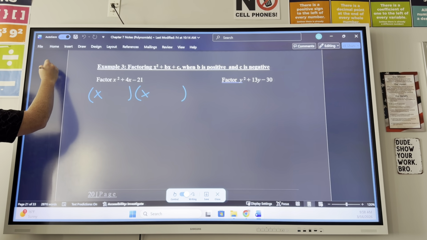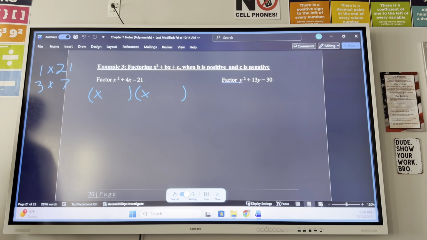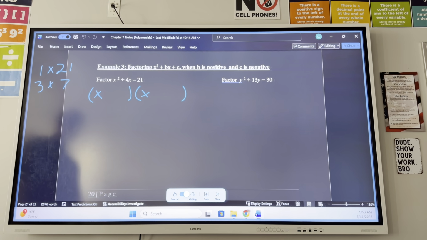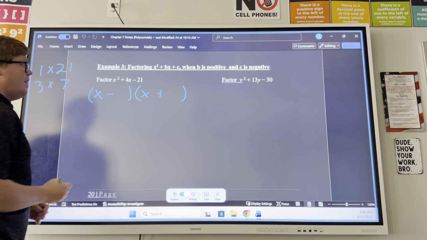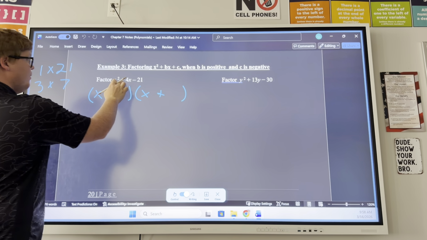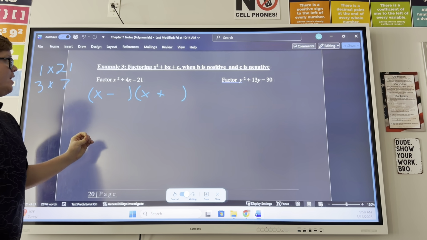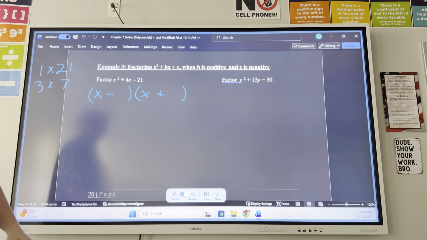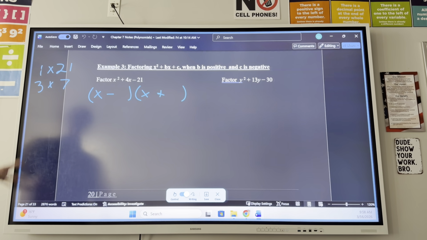We have 1 times 21. We have 3 times 7. I don't think there's any others. So we know that 1's going to be negative and 1's going to be positive every single time we have B positive and C negative, because we know a negative times a positive is going to get us a negative number. Okay, so let's look. We have 3 and 7, we have 1 and 21. 9 times out of 10, this one's never going to work, but sometimes it does. So we have 3 and 7.